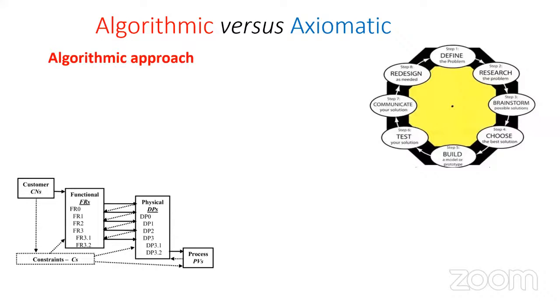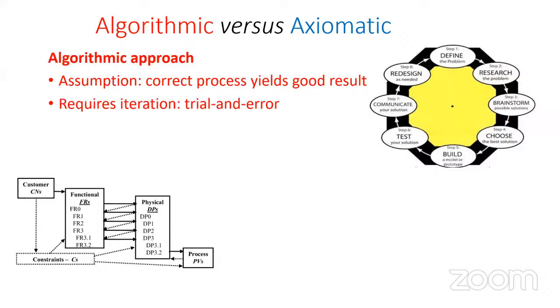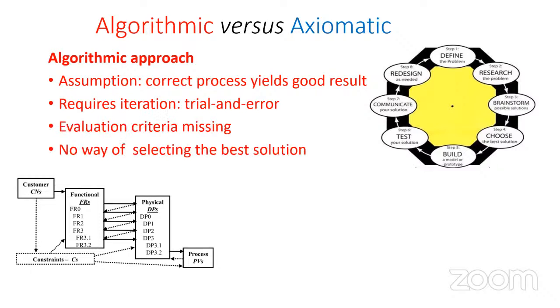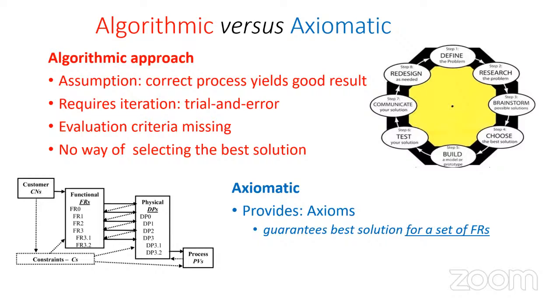So we've got algorithmic versus axiomatic. The algorithmic approach: correct process yields good result. It's not horrible. Most things have been designed this way. It requires iteration, trial and error. Evaluation criteria are missing. There's no way of selecting the best solution. Axiomatic provides the axioms and guarantees the best solution for a set of FRs.